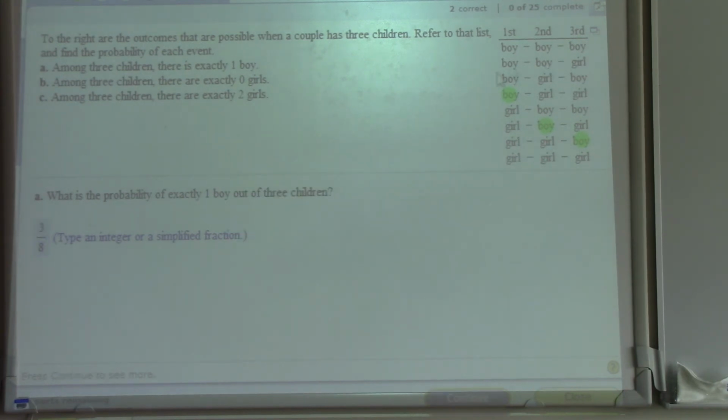This is called a sample space. All right, a sample space is when you actually draw out the endings to an outcome.